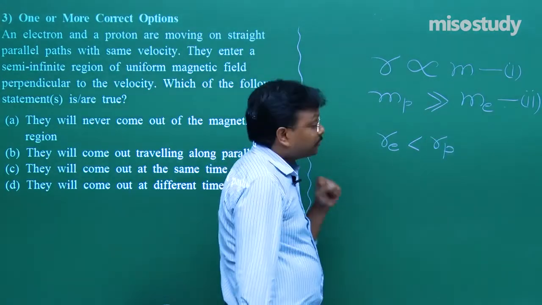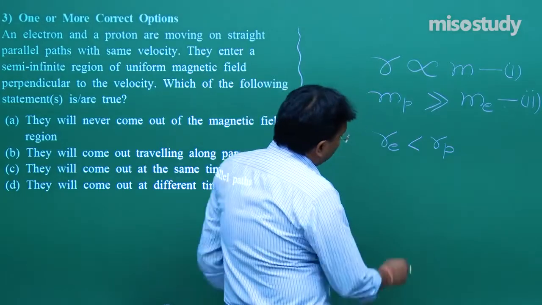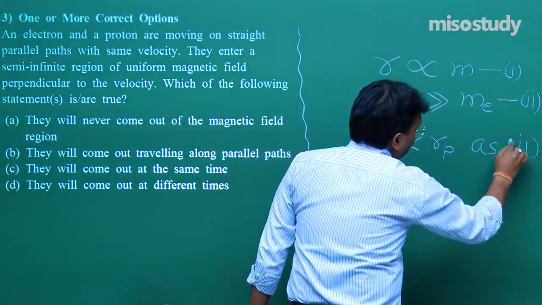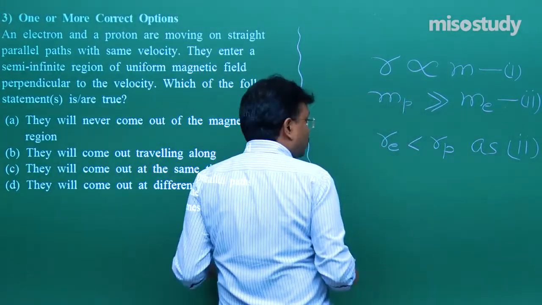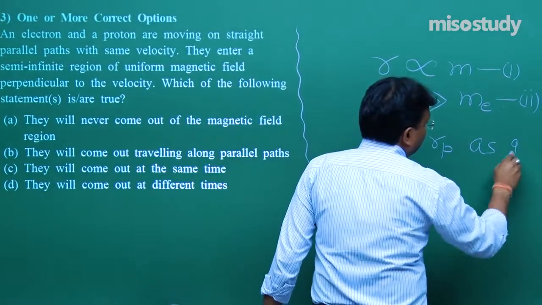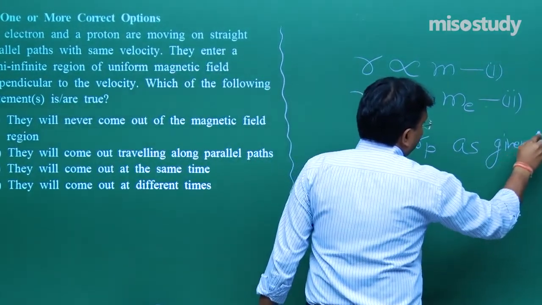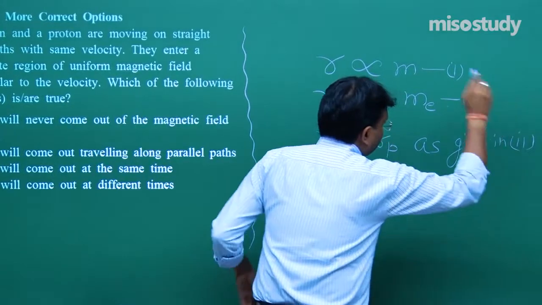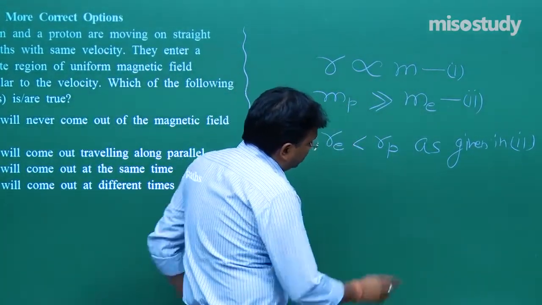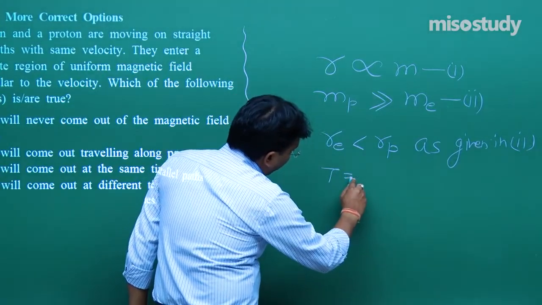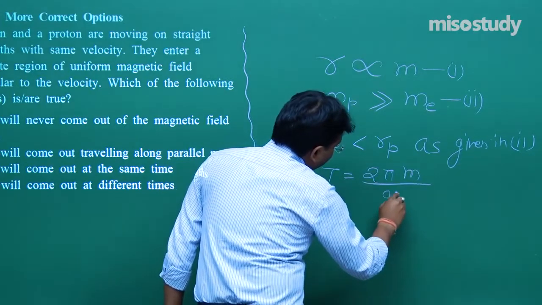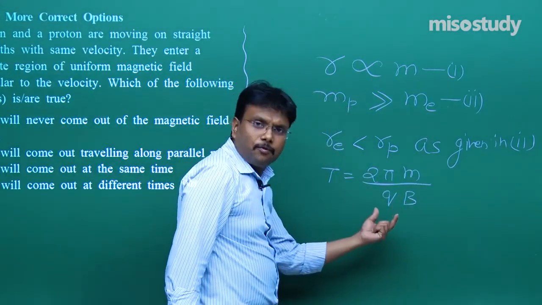Directly proportional. Fine. So, if it is true as given in 2, no problem with this particular explanation. So, T is equal to 2 pi m upon qB, a well known relation for time period.